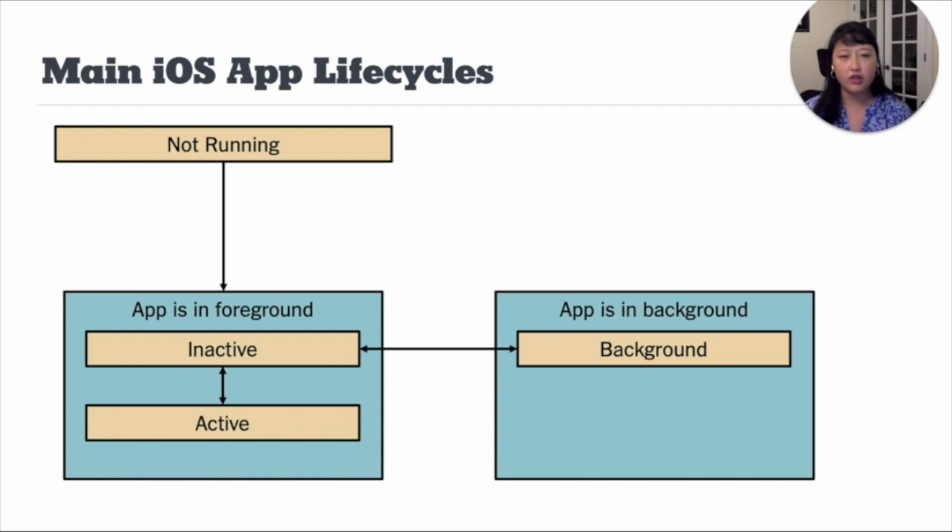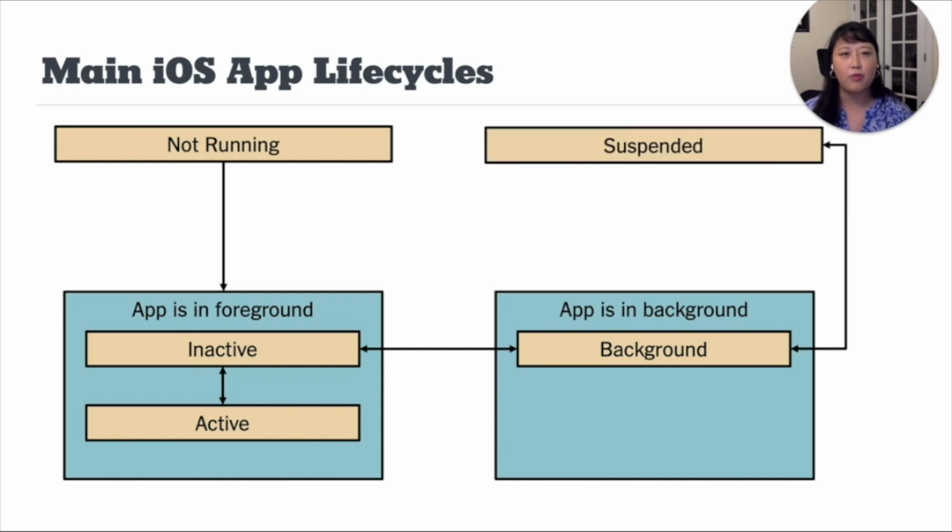Or if it no longer has some code to execute, the OS will automatically put the background state back into a suspended state. From there, say we have a poll timer wake up to execute some code, the app can come back into background, or if the OS decides it's running out of memory, it can terminate our app and then we're back to a not running state.